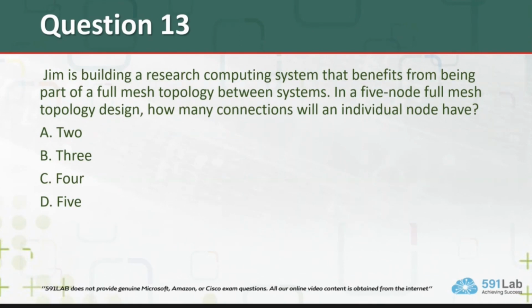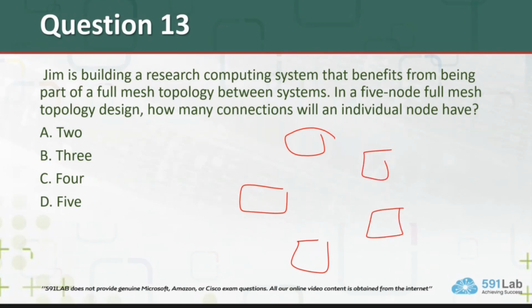Jim is building a research computing system that benefits from being part of a full mesh technology between systems. In a 5-node full mesh topology design, how many connections will an individual node have? Full mesh means that all devices are connected to each other. So if we have here 5 devices, each one will have how many connections? You can see here: 1, 2, 3, 4. And again, each device will actually have 4 connections.